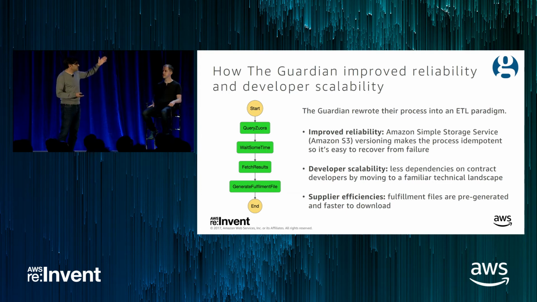And so they built a state machine, very simple, 4 steps. But now the fulfillment files are pre-generated, and they're very fast to download for their supplier. They use S3 versioning, which makes the process idempotent, so it's very easy for them to recover from failure. And they're actually able to make a rolling 5-day projection of deliveries that they can update every day and work around national holidays, which makes their delivery accuracy much greater.